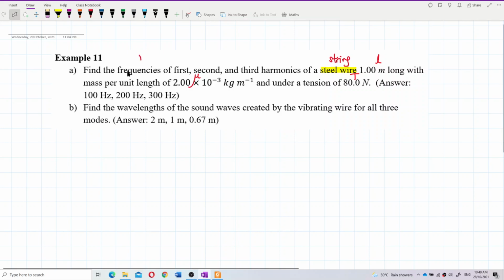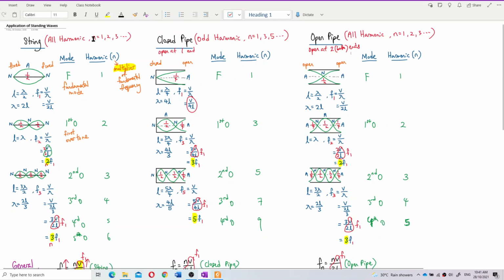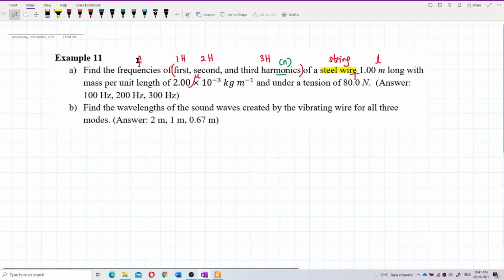Find the frequency of this one. This one is important. First, second, and third harmonics. So this is the first harmonic, second harmonic, and third harmonic. What does it mean by harmonics? Harmonics is actually n. The n value, okay? The n value, 1, 2, 3, that one.